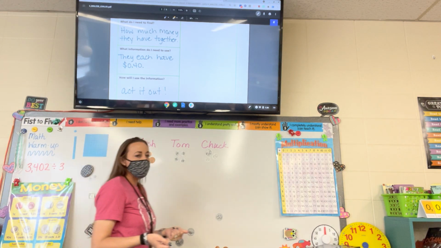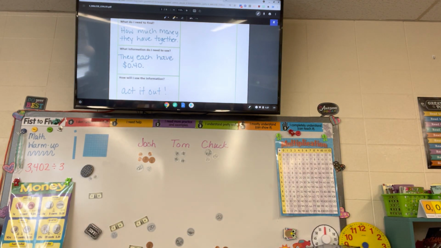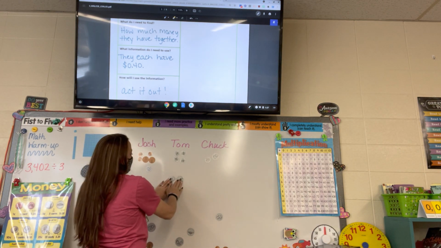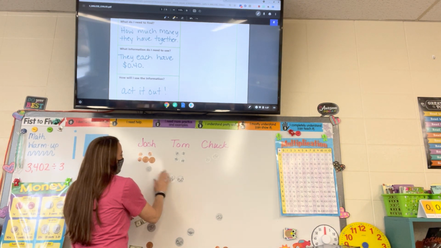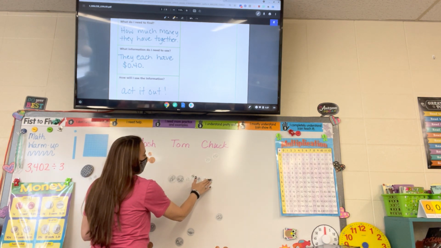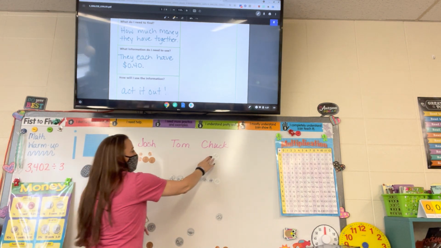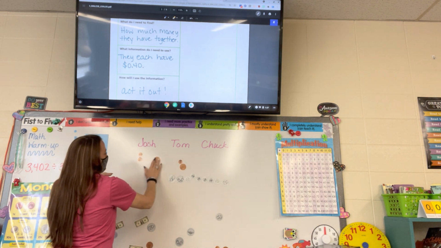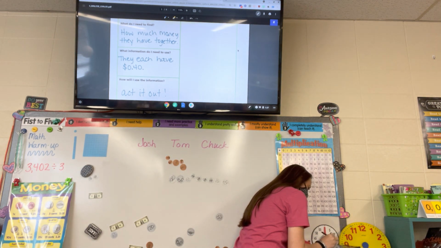So what are we going to start with? Counting by what? Quarters. We start with quarters. So we have 25, 50. Then what are we going to count by? Dimes. 50, 60, 70, 80, 90, $1, $1.10. Then what are we going to count by? Nickels. $1.15. Then $1.16, 17, 18, 19, 20. 120 cents. So $1.20.